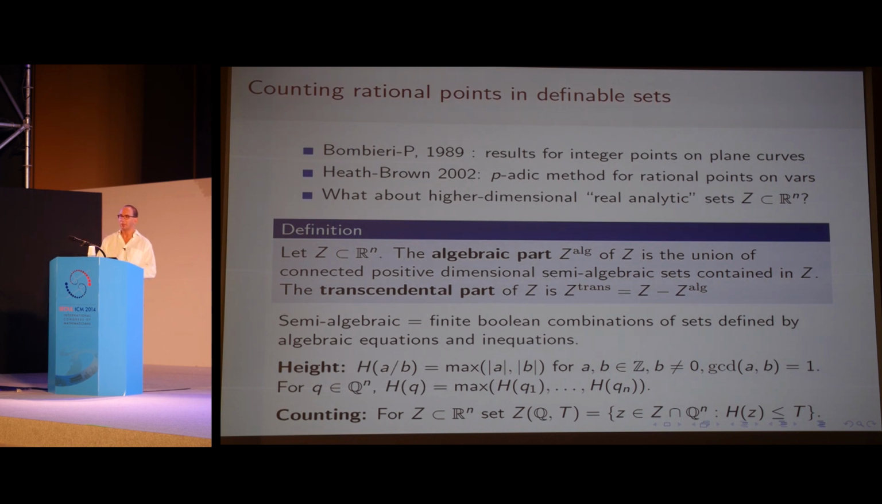Motivated by some questions raised by Peter Sarnak, Bombieri and I wrote a paper some 25 years ago concerning rational points on plane curves. We proved results in various contexts: algebraic curves, smooth curves, real analytic curves, and they asserted that under certain natural hypotheses, there could only be few rational points on these curves up to a given height.